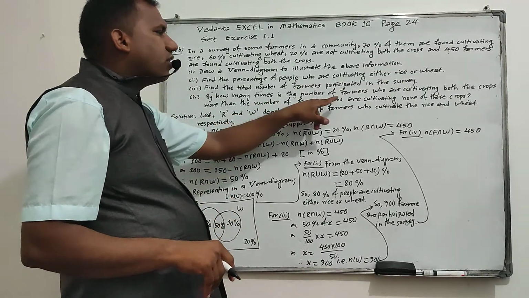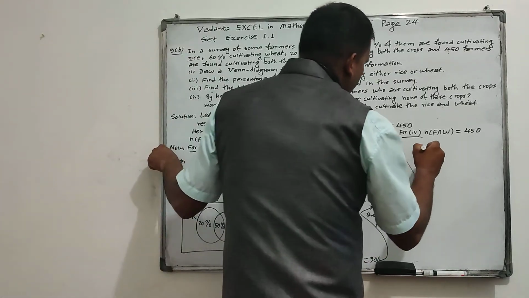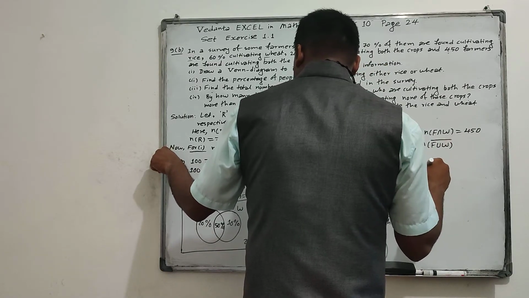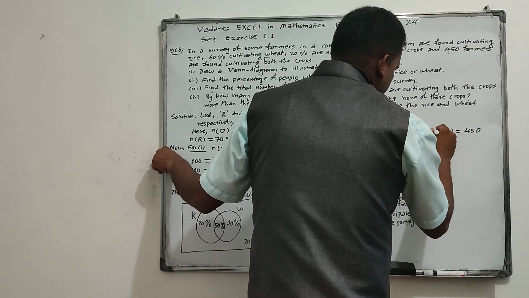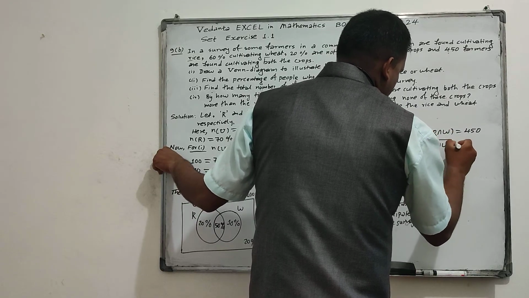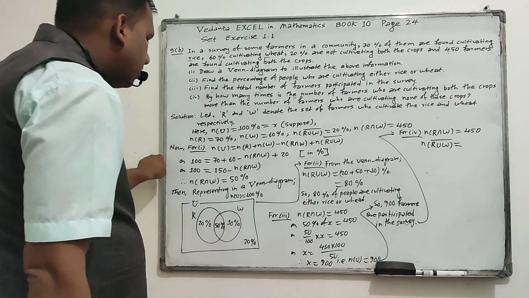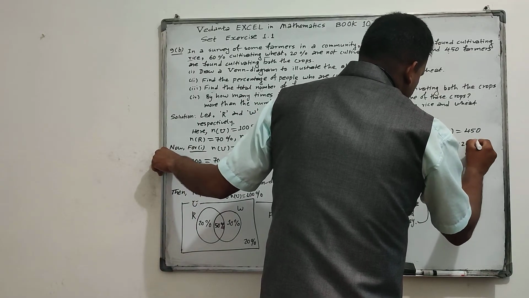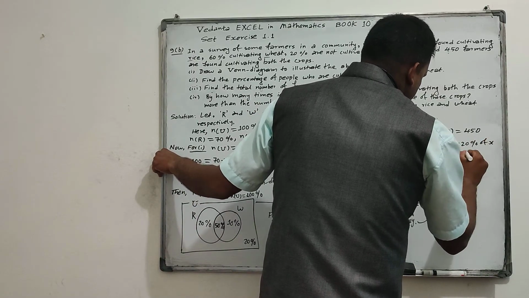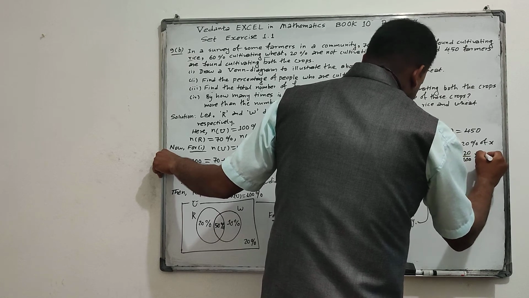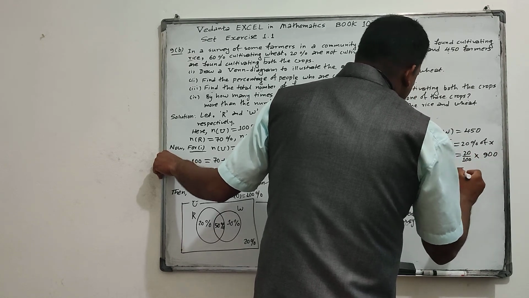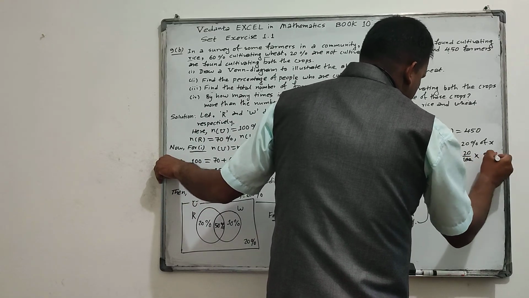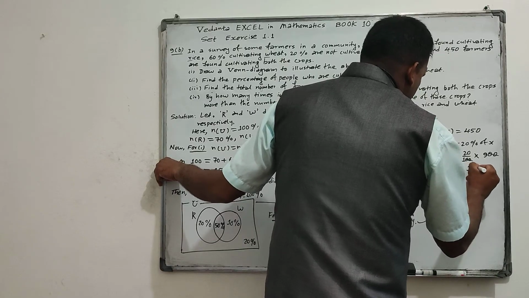And number of farmers who are cultivating none, that is the complement part, number of R union W whole complement. From the diagram, that is 20% of X. 20 by 100 into X is 900. It becomes, 0 cancel, 180.